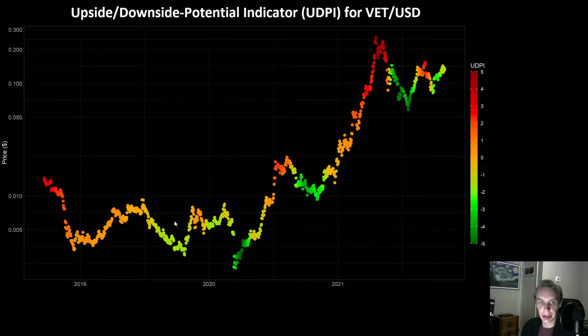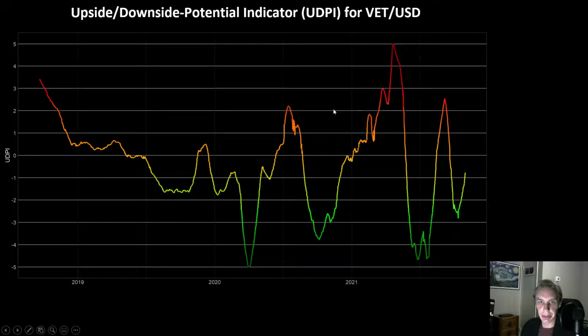And so overall, it seems like the upside downside potential indicator has done a pretty good job of catching these high points, these tops, as well as these low points, these bottoms. So another way that we can look at this model is, instead of graphing the price history and then color coding the days to the output of the model, we can just look directly at the output of the model. So that's what I'm showing you here.